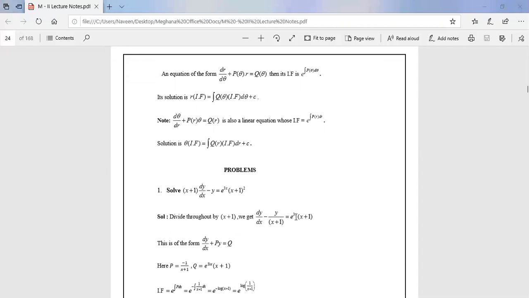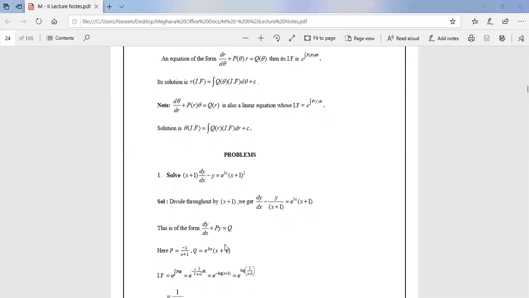Now observe this differential equation. Is it in the form of dy by dx plus p of x into y is equal to q of x? Yes, it is in the form of dy by dx plus p of x into y. Here p of x is minus 1 by x plus 1. So after dividing the given differential equation by x plus 1, we got this form, dy by dx plus p of x into y is equal to q of x, which is a linear differential equation of first order in y.